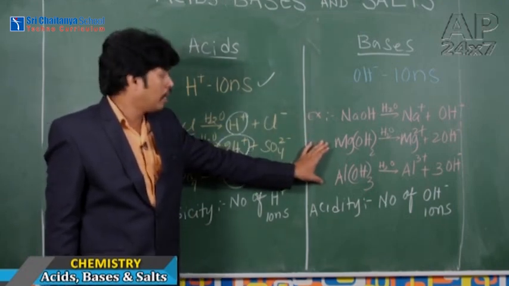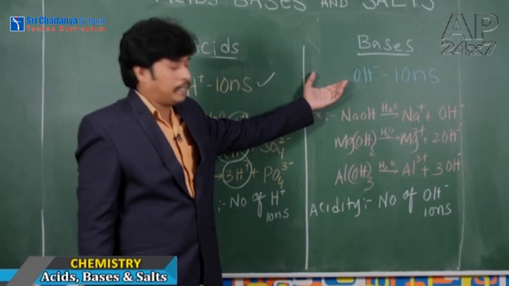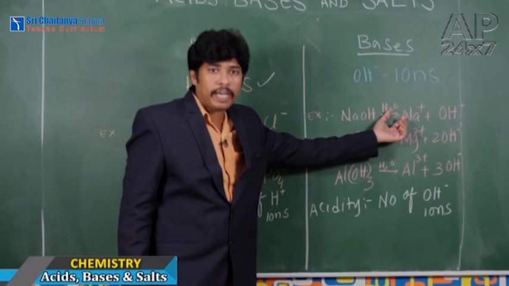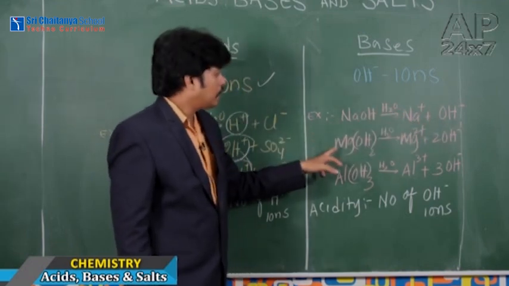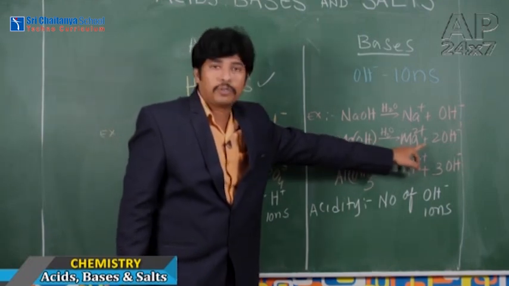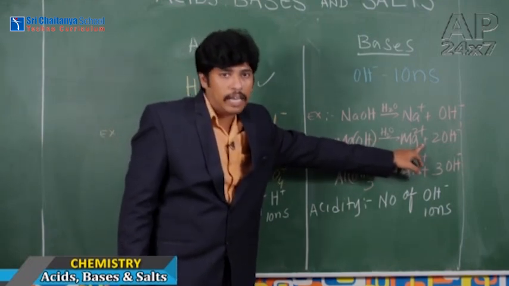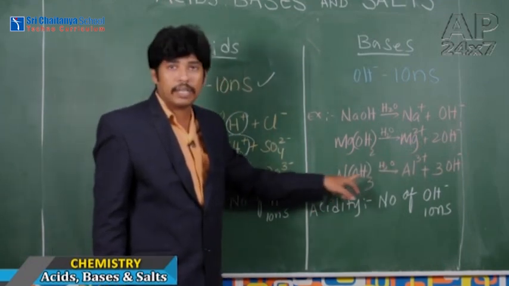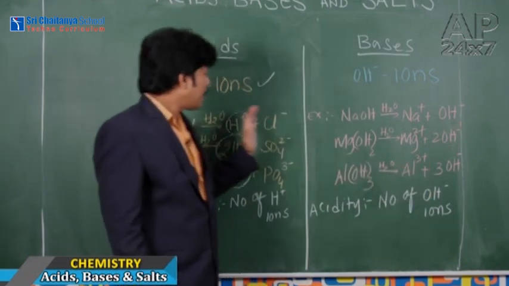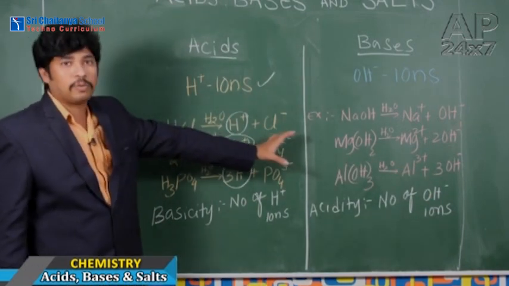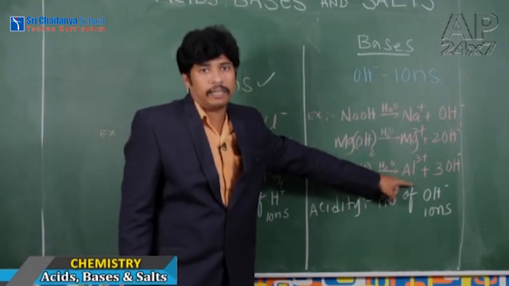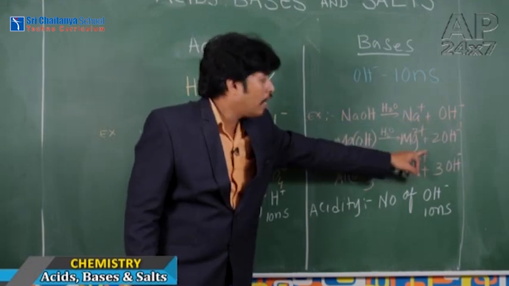In a similar way, when it comes to bases, let us observe these chemical reactions first, then we can go for the definition of bases. Sodium hydroxide, when dissolved in water, produces sodium ion and OH minus ions. In the same way magnesium hydroxide gives magnesium ion and 2 OH minus ions, or hydroxyl ions. And aluminum hydroxide upon dissolution in water gives us aluminum ion and 3 OH minus ions. Just like in the case of acids, here also when we dissolve bases in water, we can observe the formation of a common ion, that is OH minus or hydroxyl ions.